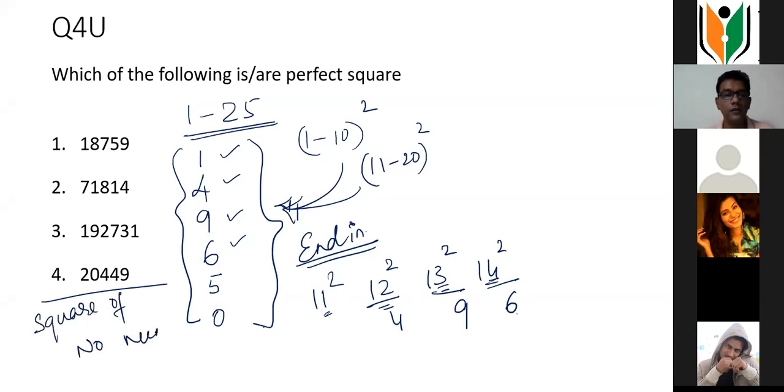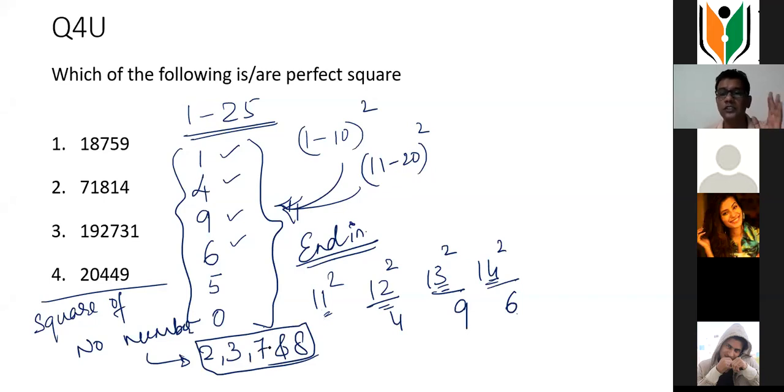which means that no square of a number can end in 2, 3, 7, and 8. One learning: squares of no number can end in 2, 3, 7, 8. Please understand, I'm talking about squares of numbers, not the number itself. The number can be 12, the number can be 17. But if you square them, they will never end in 2, 3, 7, or 8.